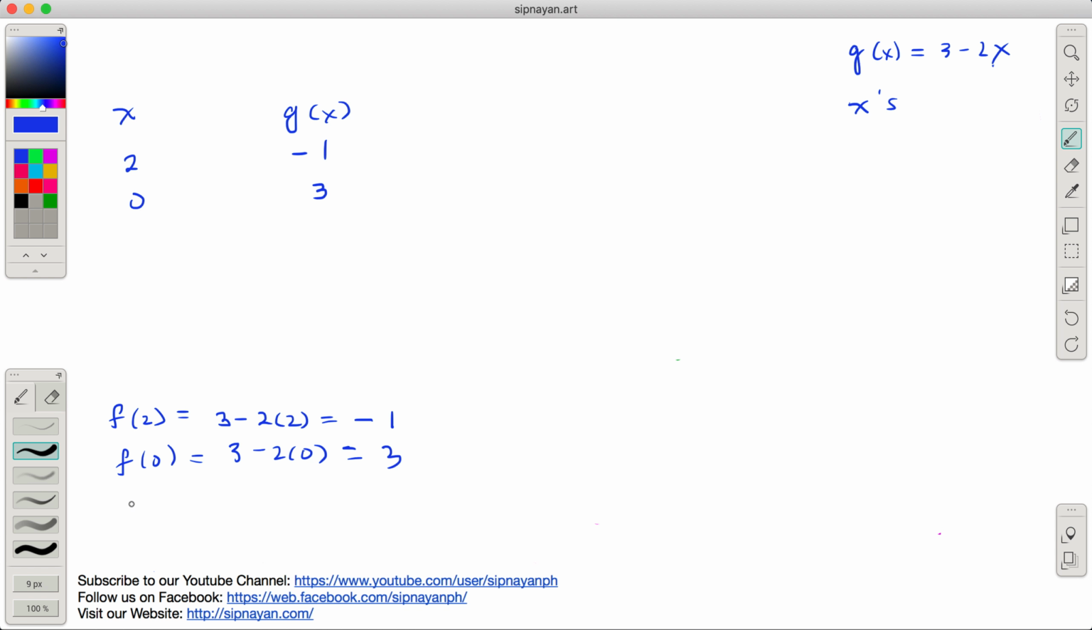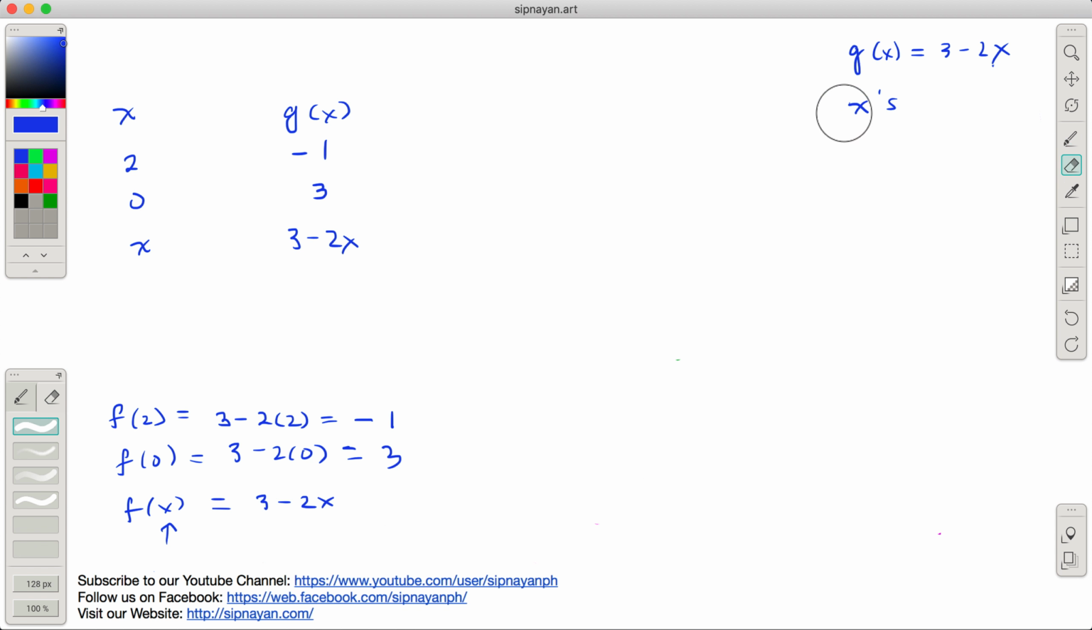So, in general, g of x, no? Pag ang input natin ay x, no? Ang output natin ay 3 minus 2x. So, sinasubstitute lang natin. Pag ang input ay x, ang output ay 3 minus 2x. Diba ito yung input, ito yung output.